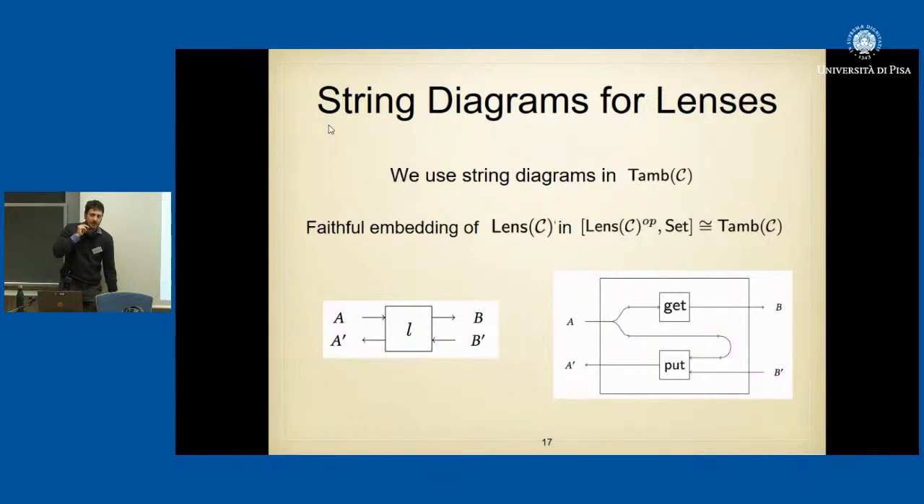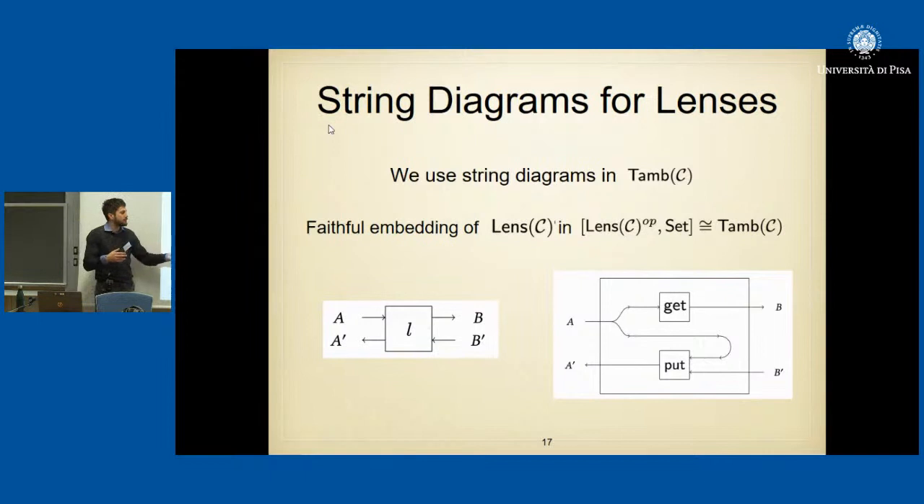There is a paper by Guillaume Boisseau, which some of you may know, in which he describes essentially this category of Tambara modules and how you can express lenses in it. So we all know that any category has a faithful embedding in its own presheaf category, and this is what we are exploiting here. So anytime we have a lens, we can see it through the embedding in its own presheaf category as a Tambara module, and we can access the very nice string-diagrammatic language of the bigger category in order to describe it.